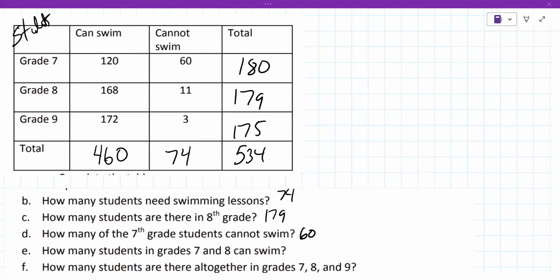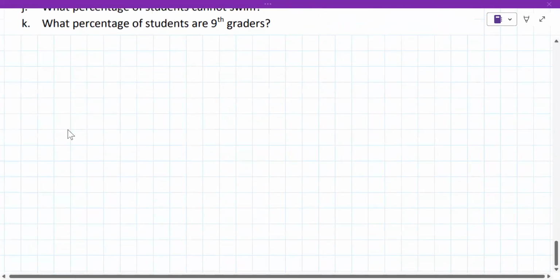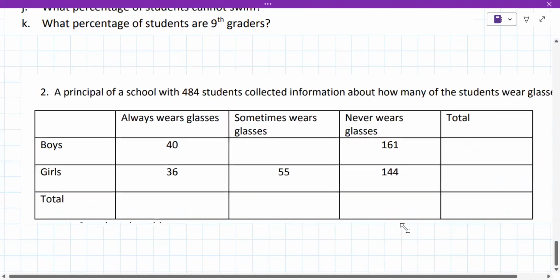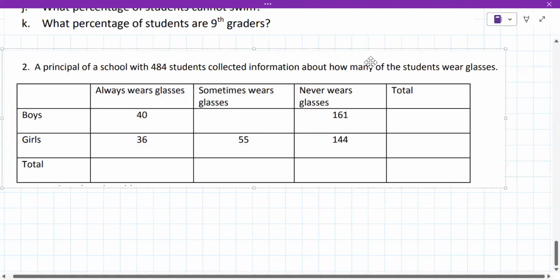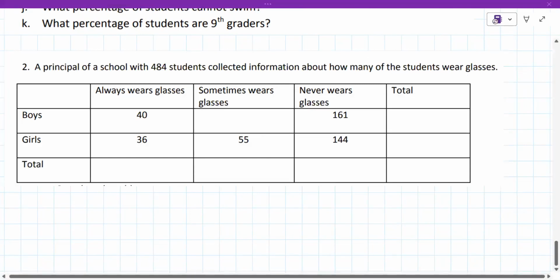Okay, so here, any question on that? No? All right. This is a good one. You have to try filling in the table. Oh, so then you'd have to add up the totals.